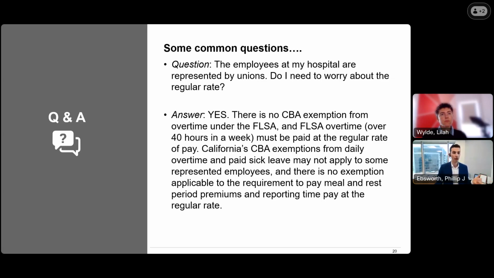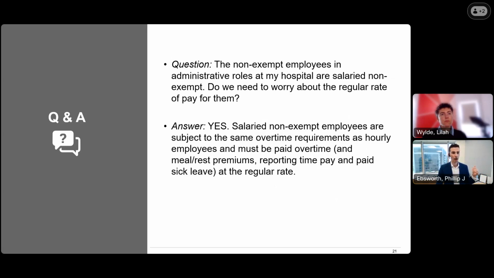Next slide, Brenda. Another FAQ we get is about the folks who are non-exempt but salaried. That's not uncommon to see in the administrative departments of healthcare providers. Do you still need to worry about the regular rate of pay for them? Again, yes, absolutely. While salaried non-exempt employees are not paid, quote unquote, on an hourly basis, they are still subject, as non-exempt employees, to the same overtime requirements. So they would need to be paid overtime as well as all the other things like meal and rest period premiums and sick pay at the regular rate of pay.